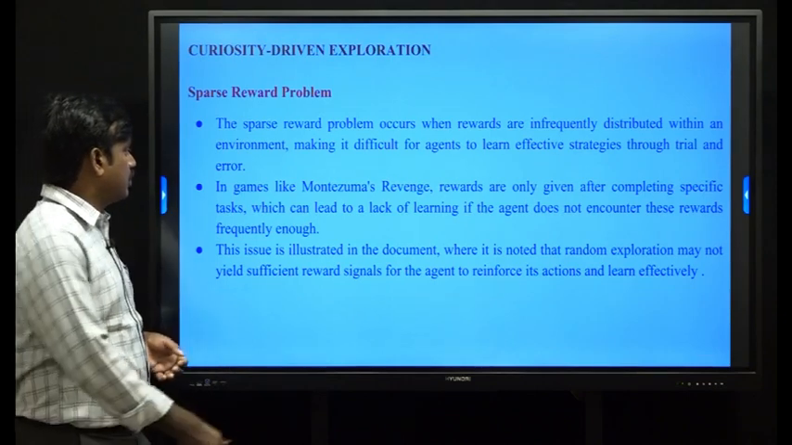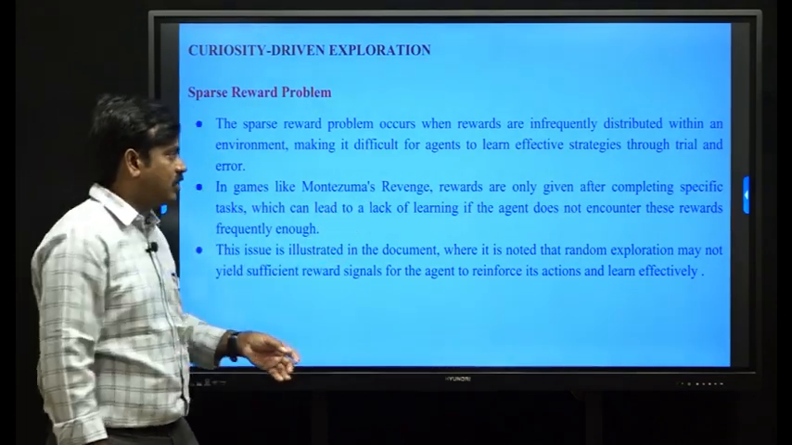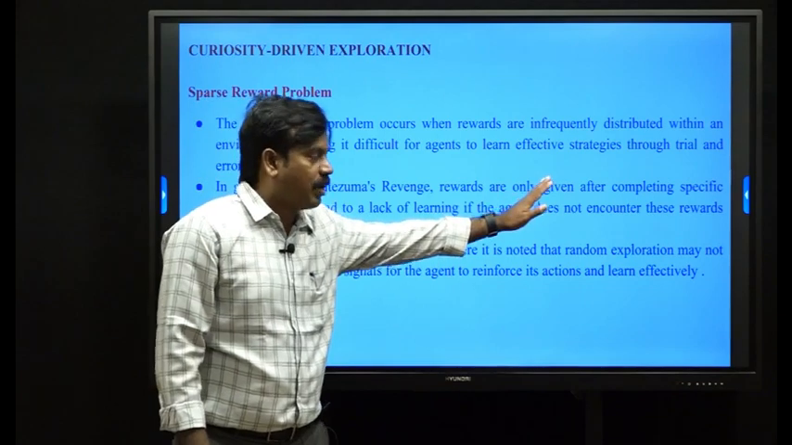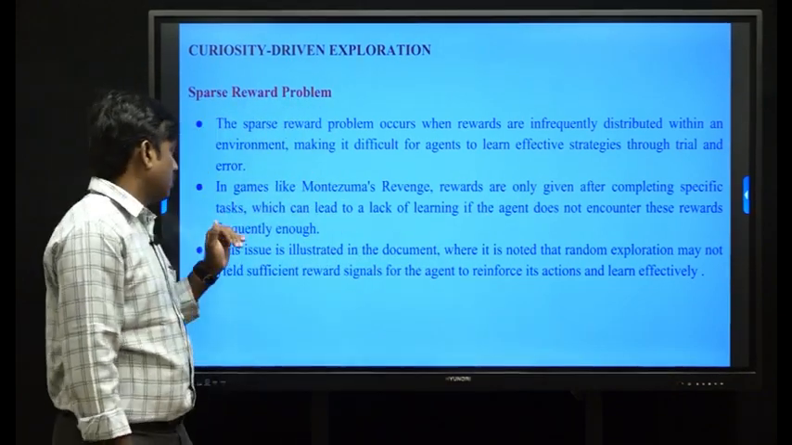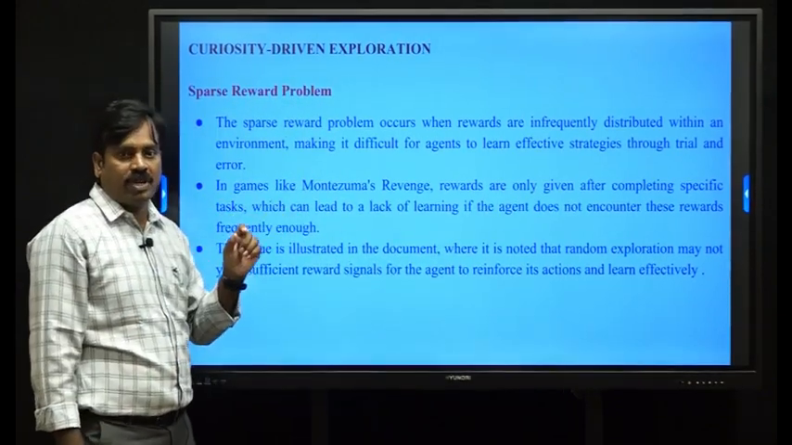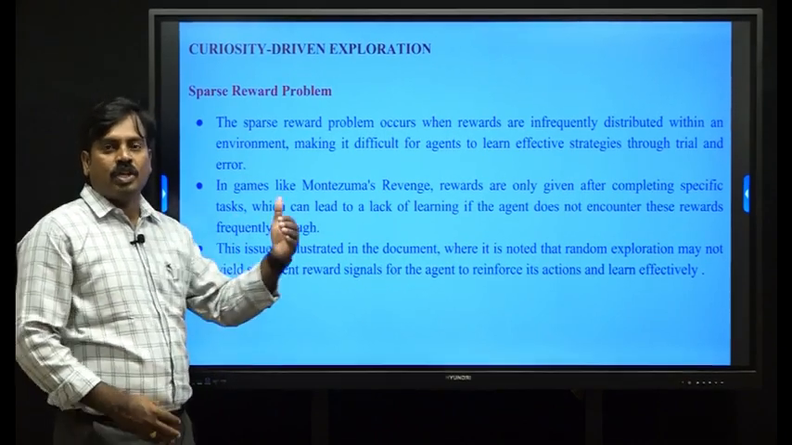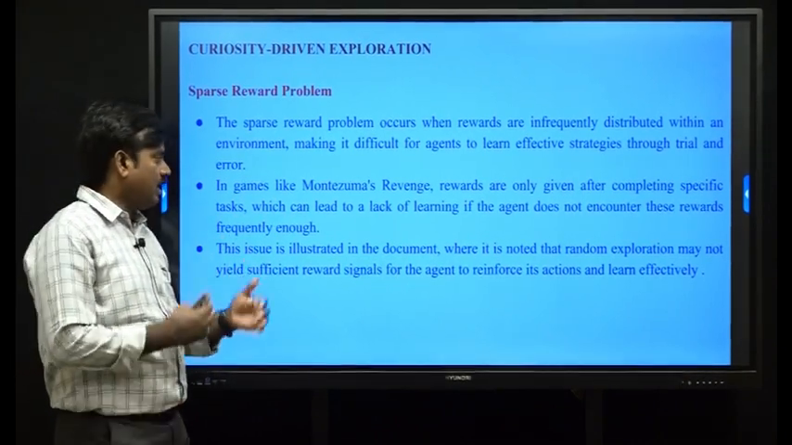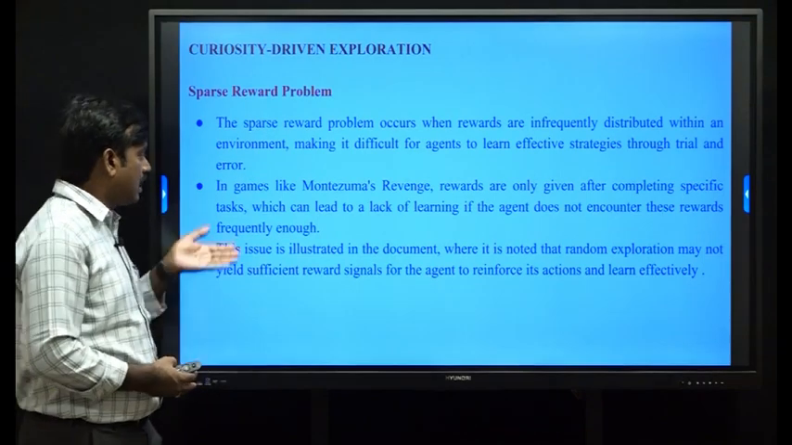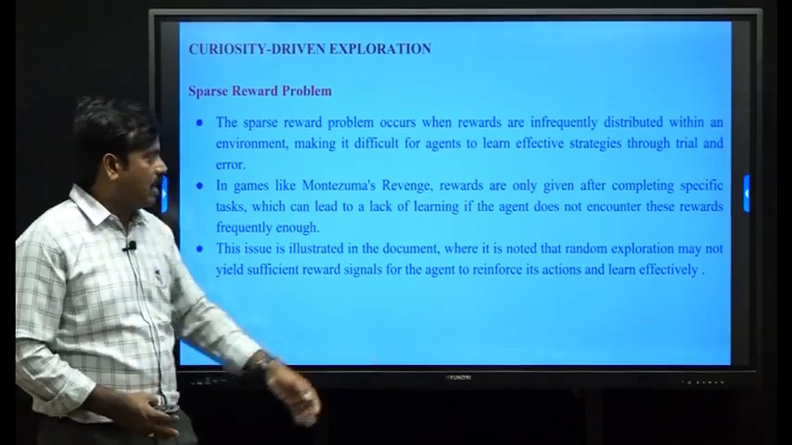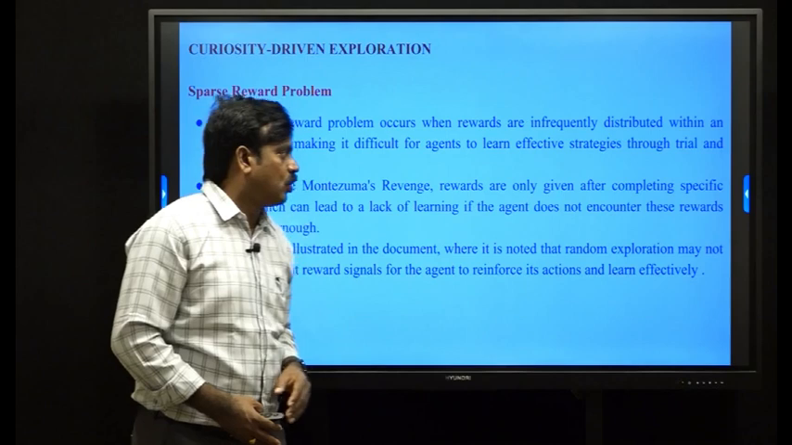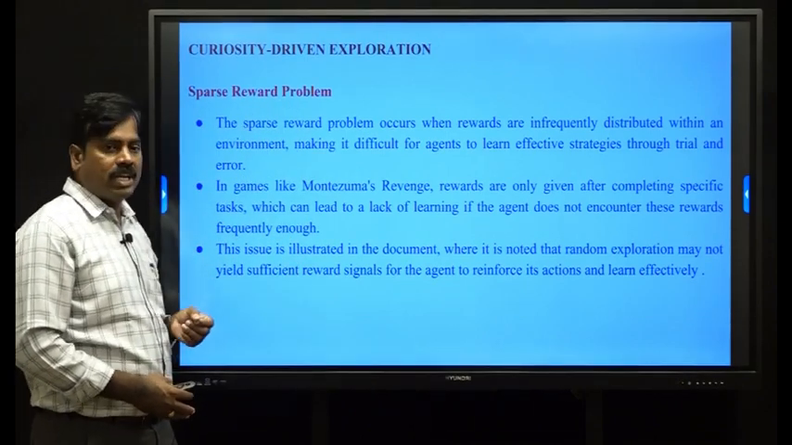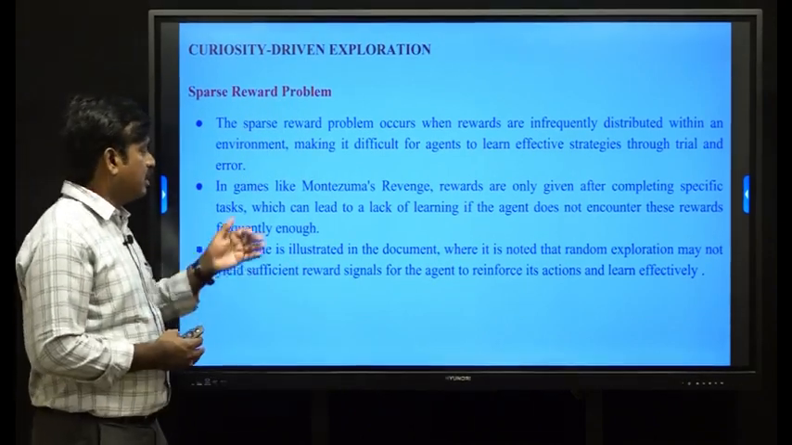In the game Montezuma's Revenge, the rewards are only given after completing specific tasks. The tasks are not all in the same distribution, so they are different distributions. This can lead to a lack of learning if the agent does not encounter these rewards frequently enough. So this is the problem.